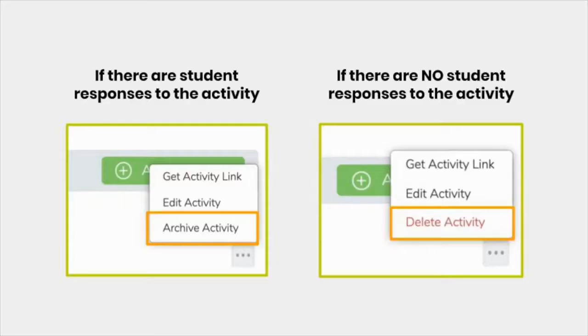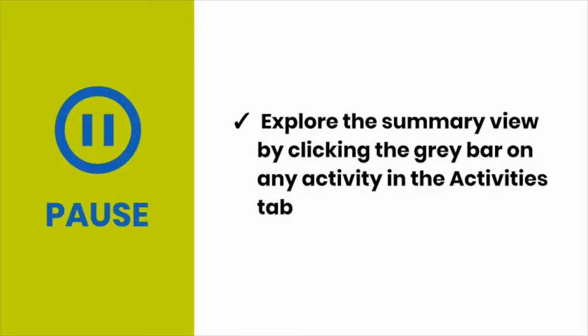If there are student responses, you'll be prompted to archive. Don't worry, when you archive an activity, student responses are not deleted. This just clears the activity from your tab. If no students have responded to the activity, then you'll be prompted to delete the activity. You can always go back to My Library and assign it again. Pause the video now and explore the Activity Summary view.